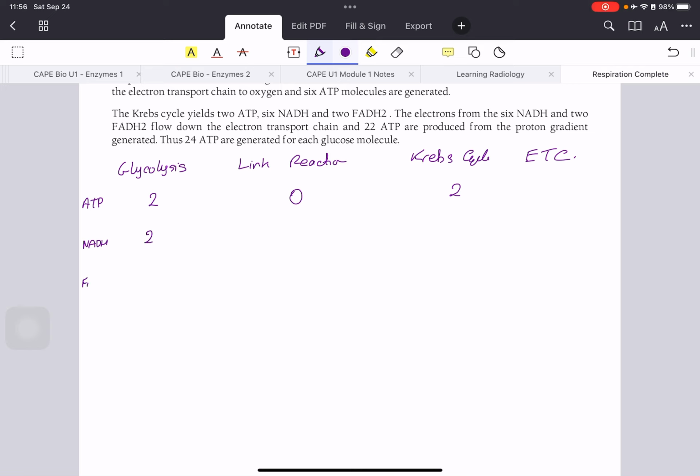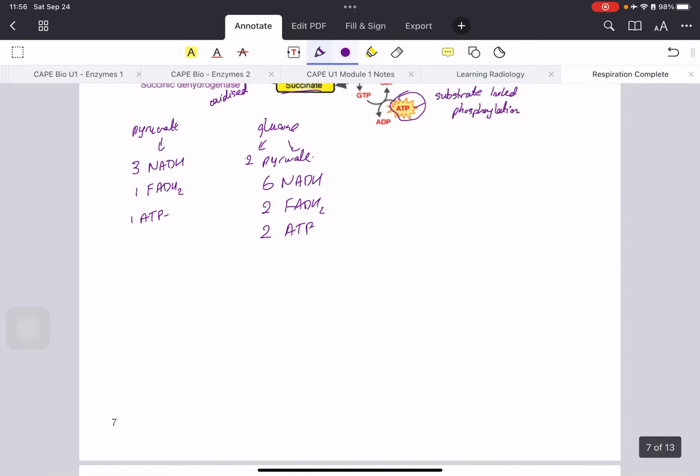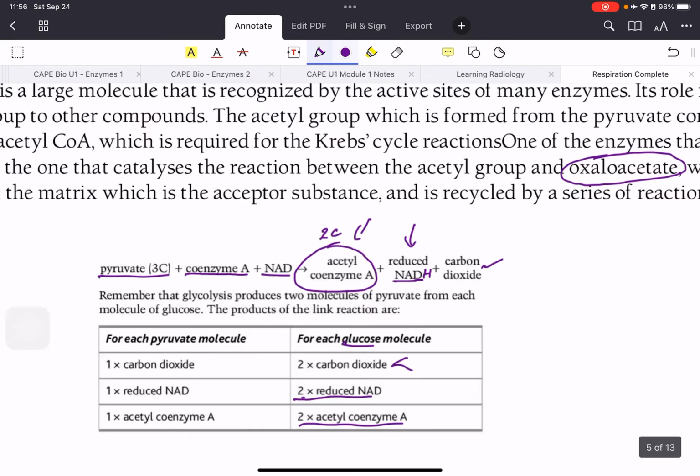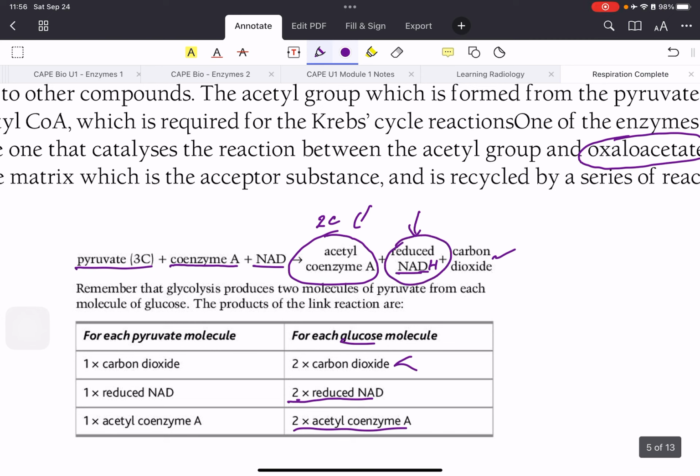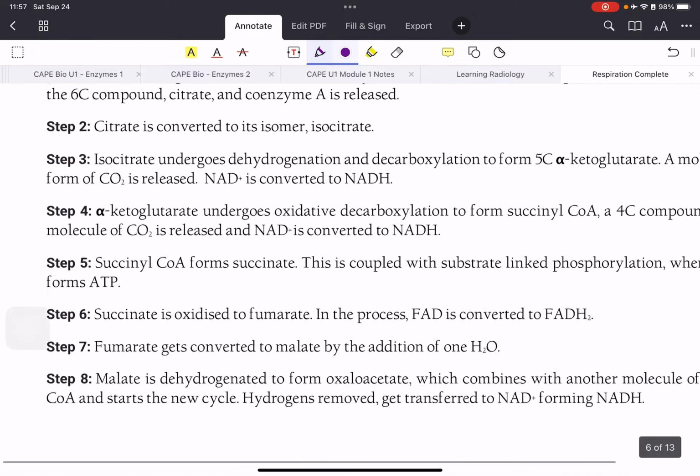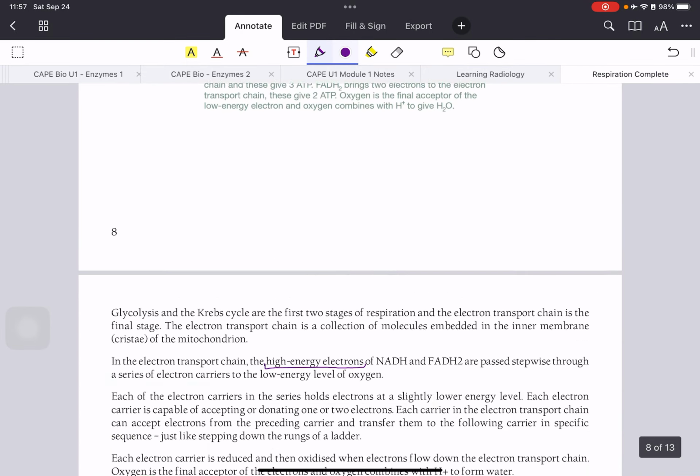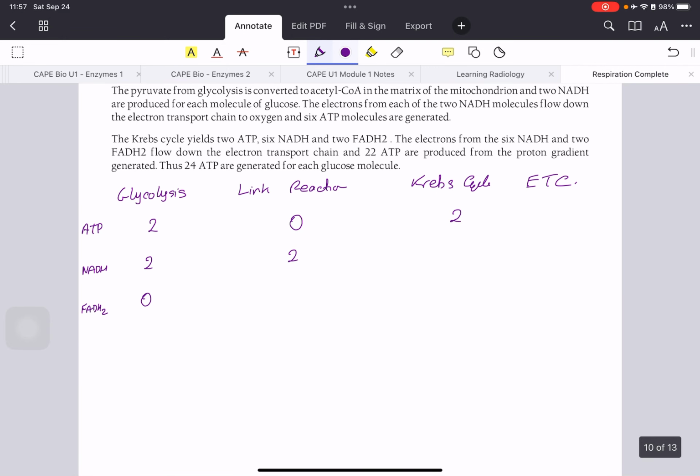Now I have to put the FADH2 here, although there's nothing being made in glycolysis. It's just for the Krebs cycle, right? Now the link reaction also has 2 NADH molecules being made, right? Let's go back up and check that. So here we have the link reaction. You can see we have a reduced NADH here, and that's per pyruvate molecule. So for the glucose molecule, we have 2 pyruvate molecules, so there's actually 2 reduced NAD being formed there. Alright, so let's go back down. So we have 2 NADH molecules there.